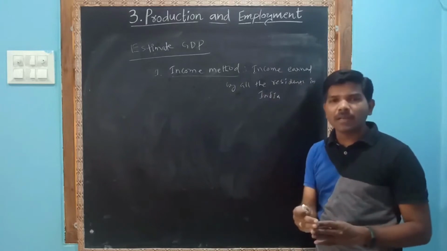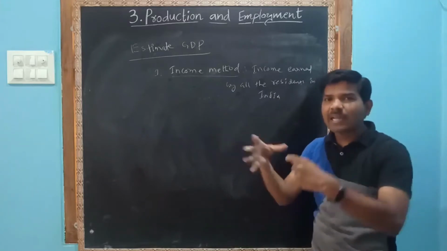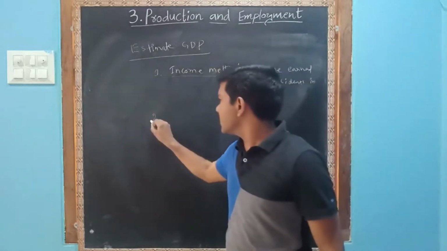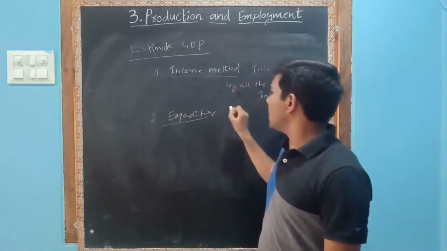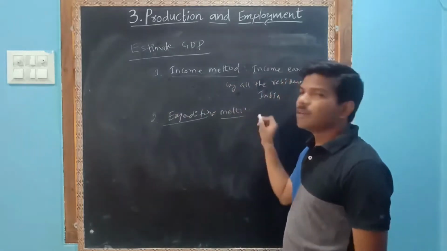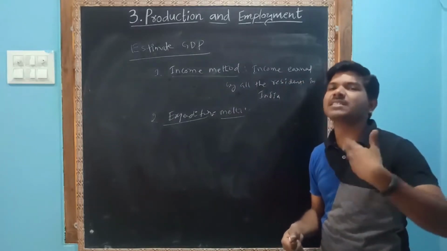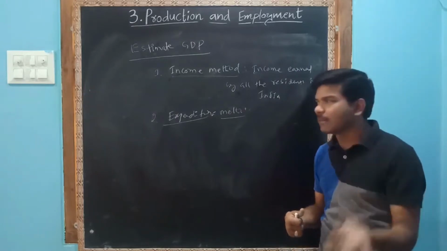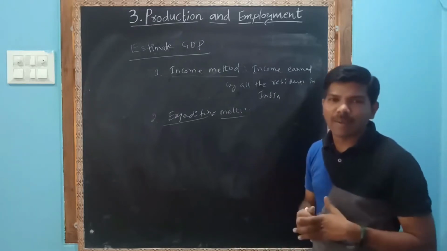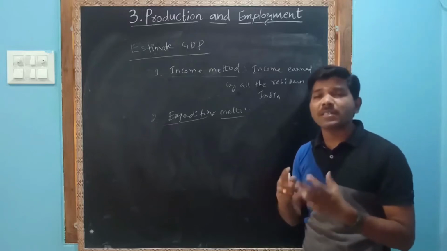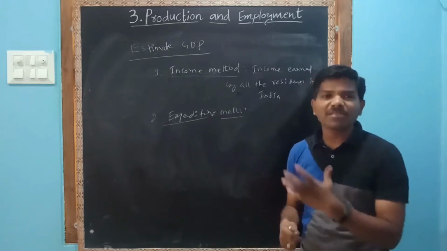In India, how many people are there? How many people are working? How much are they earning? If we calculate that, the GDP will come. The second method is the expenditure method. Under this method, whatever amount all the residents use for purchasing something is expenditure. How much expenditure is going on for each family, for the government, for each person in India. In this method we can estimate GDP.